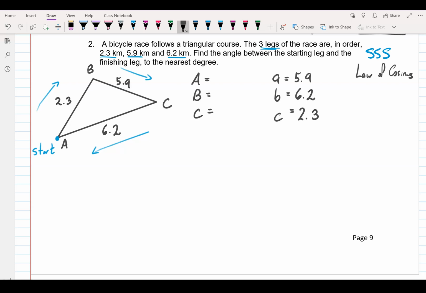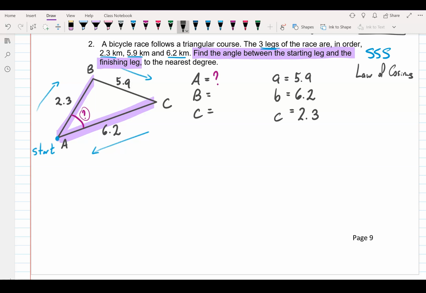Now, what is the question? We're not going to fully solve this triangle. That'll be a waste of time. So let's see what the question is. Find the angle between the starting leg and the finishing leg to the nearest degree. This is the starting leg, and this is the finishing leg. And so I'm looking for this angle, A. So what is A? That's my question.